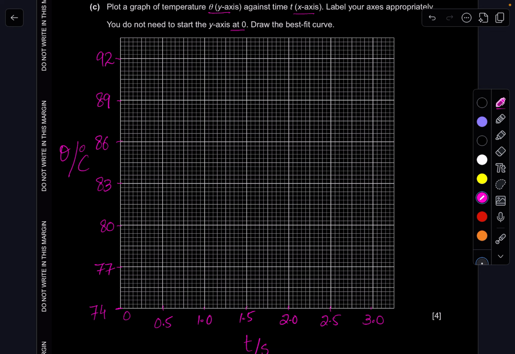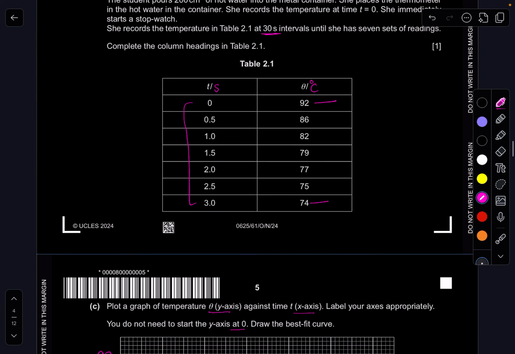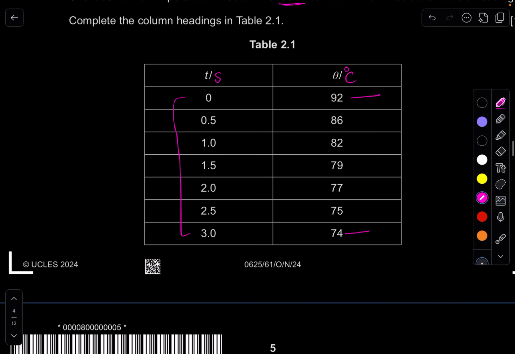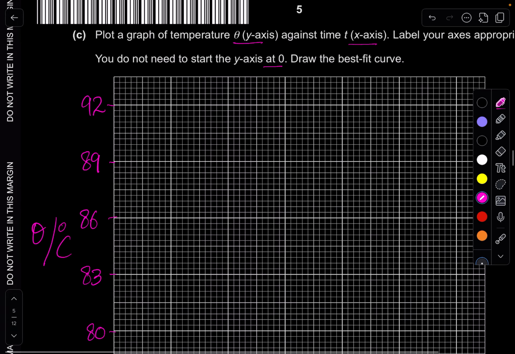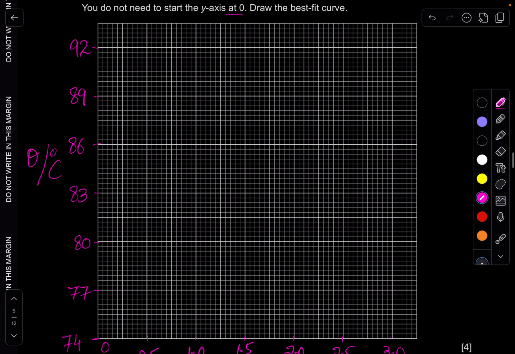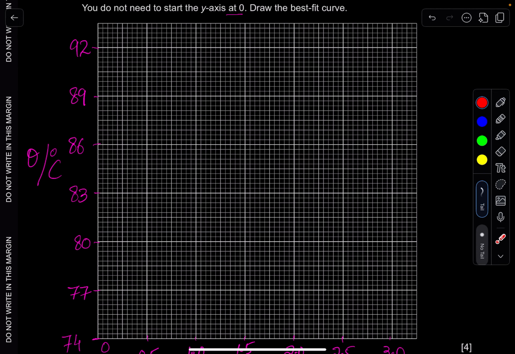Okay, so now let's point out the coordinates that we have. So these are the coordinates that we have to plot. Okay, so the first coordinate is 0 and 92. X is 0 at this point, so you can draw a line, and this is the 92. So this will be the point. Okay, so this is the first coordinate.